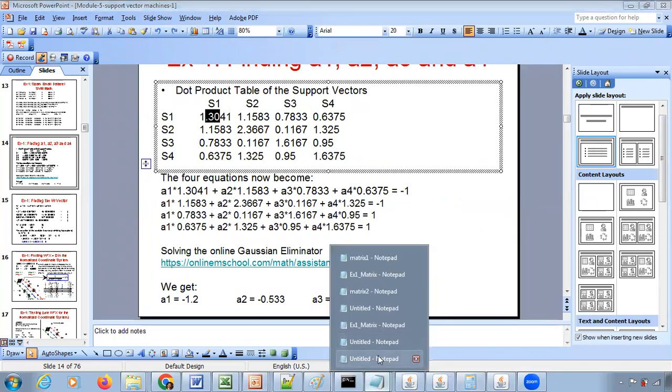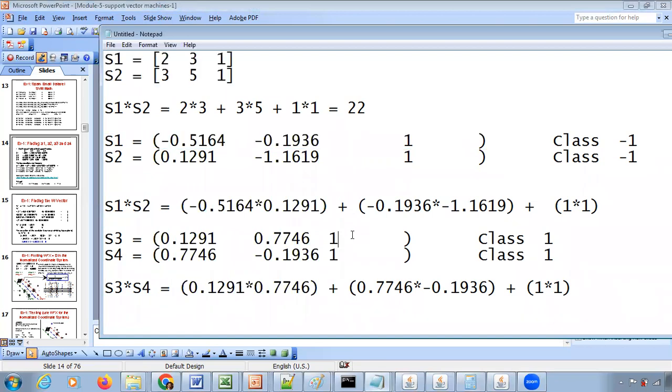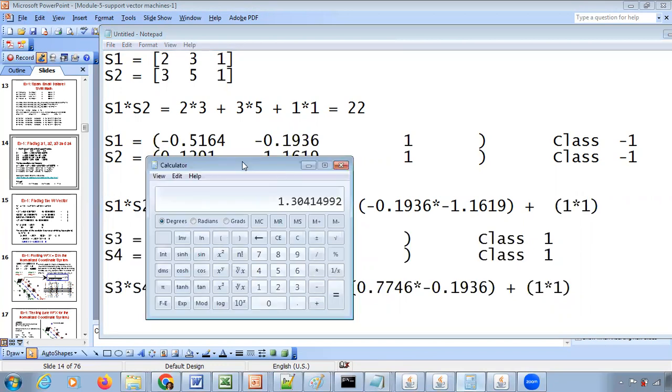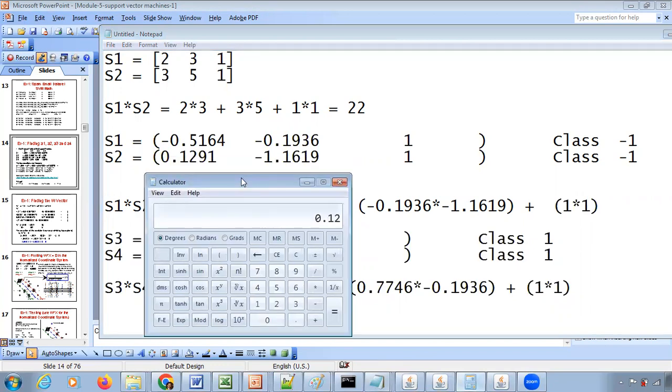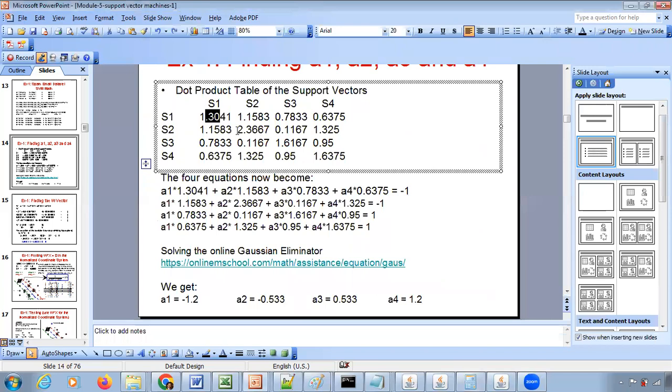We'll do just one more. Say, for example, you're doing S2 square or S2 times S2. That's what it's called. So it's going to be 0.1291 star enter. That's the square of this. Plus 1.1619 star enter. Because again, there's no need for introducing a minus sign because you're going to square this. Plus 1, that's going to be 2.3667. We can round it to 4 decimal precision. That's S2 times S2. So that's how we do the dot product.